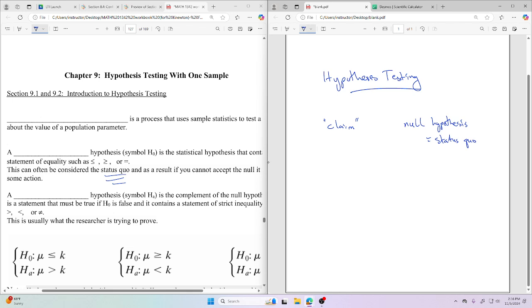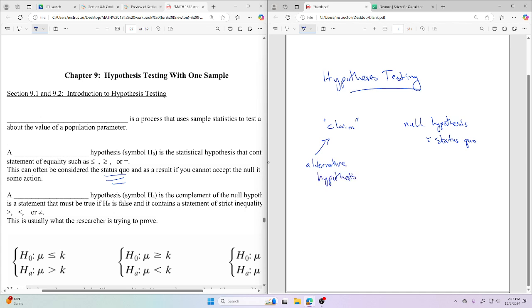And so that's my claim. I'm going to say, I don't think that's right. I think 51, 52% of Americans are female. Or perhaps I could just say, it's not 50%. It's more than 50%. That kind of thing. And so that's how we're going to approach this. So the null hypothesis, and the claim is what would be the alternative hypothesis.